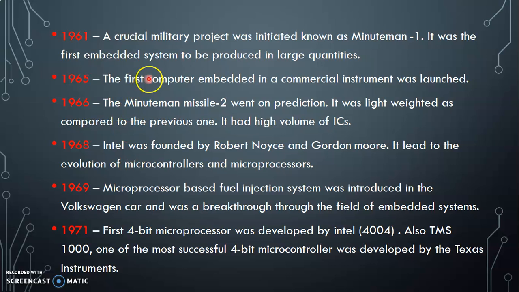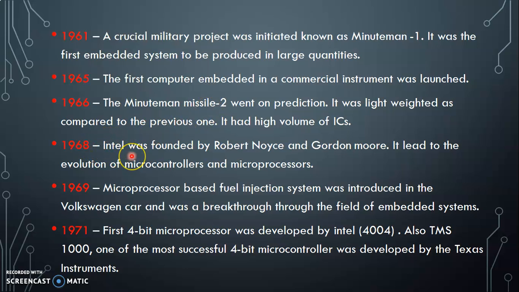In 1961, a crucial military project was initiated known as Minuteman I, and it was the first embedded system to be produced in large quantities. In 1965, the first computer embedded in a commercial instrument was launched. In 1966, Minuteman Missile 2 was launched, and it was actually lightweight as compared to Minuteman I, and it had a high volume of integrated circuits in it.